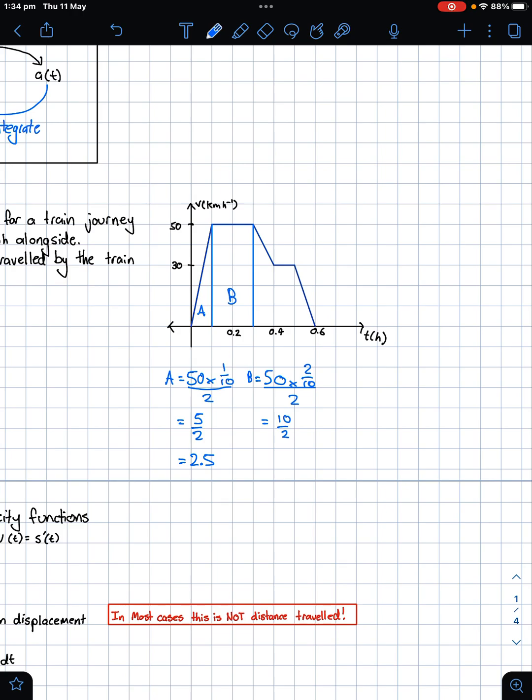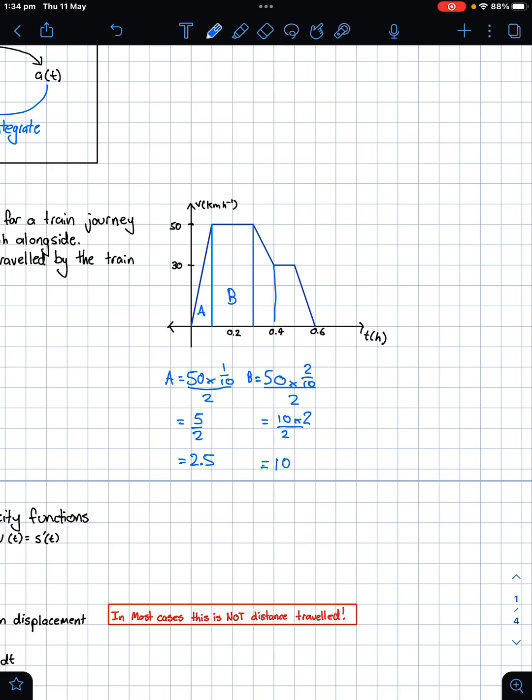Hang on a second, have I done that right? 50 times 2 over 10. 50, and that's times 2. The 0 and the 10 will cancel out here. So this thing will just equal 10.